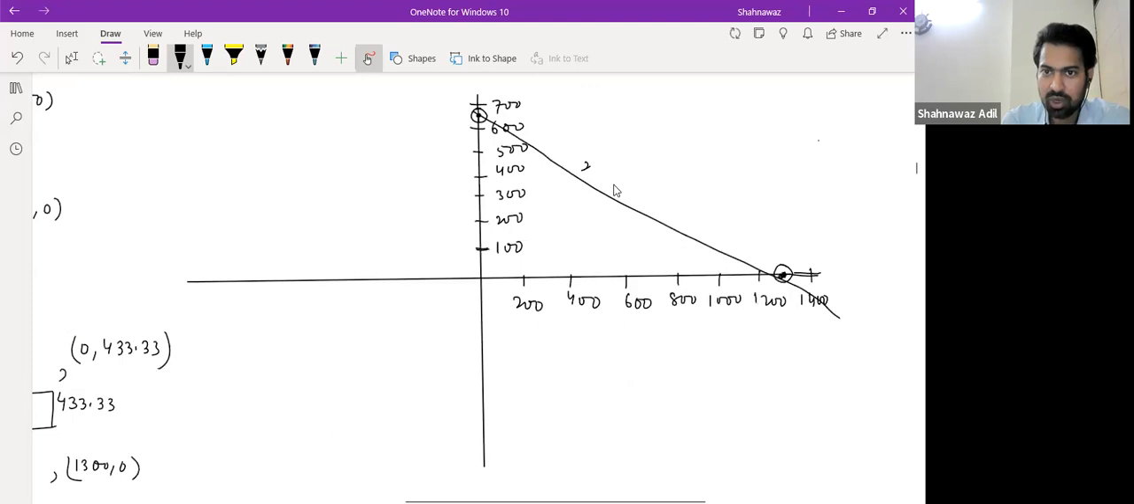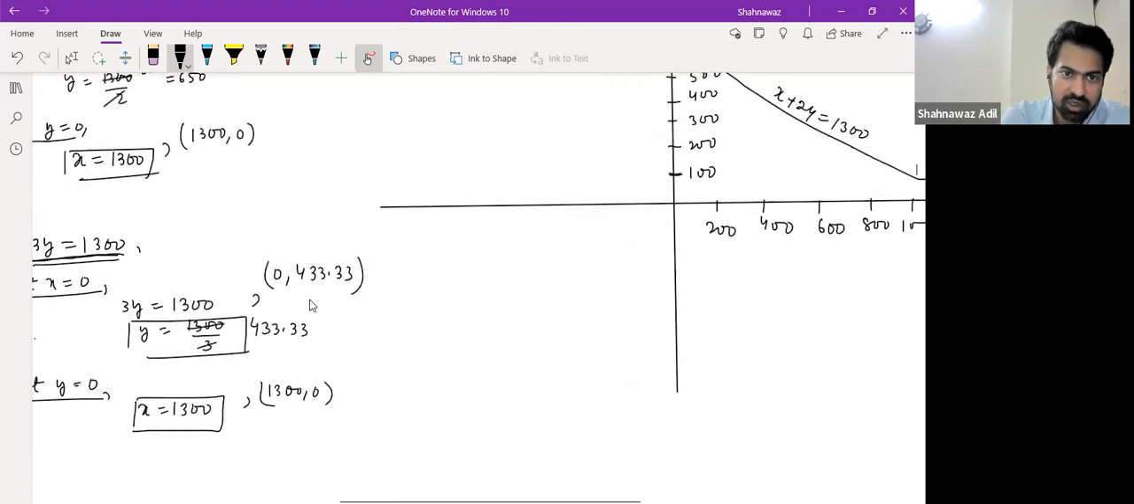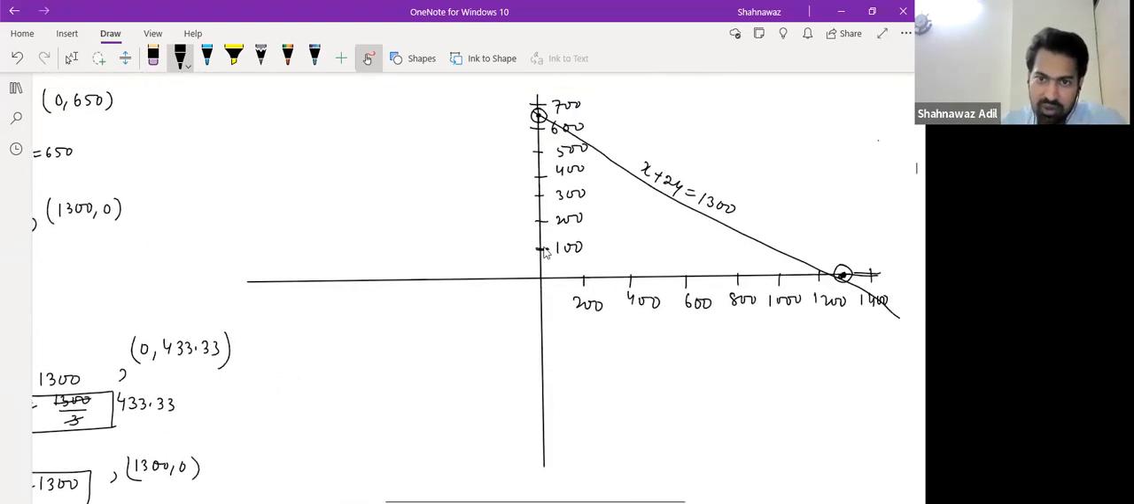X plus 2y equals 13. And what is the other line? So the other line is 0, 433. Right. So 433 would be, let's say this total difference is 100, between 400 and 500. So this is the difference of 100. And 33 would be 1 by 3, right? Yes, sir. So we have to take 1 by 3 of this line.